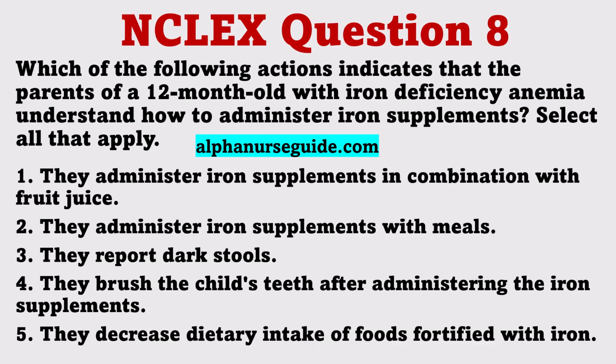Which of the following actions indicates that the parents of a 12-month-old with iron deficiency anemia understand how to administer iron supplements? Select all that apply. 1. They administer iron supplements in combination with fruit juice. 2. They administer iron supplements with meals. 3. They report dark stools. 4. They brush the child's teeth after administering the iron supplements. 5. They decrease dietary intake of foods fortified with iron.